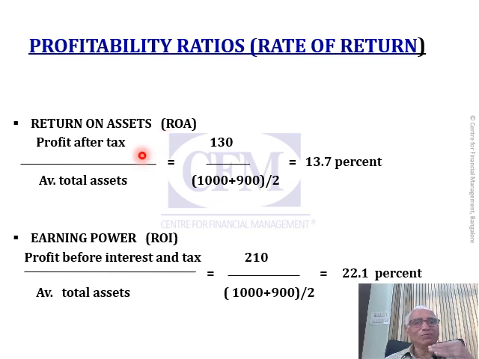In the numerator, we have profit after tax, which belongs to shareholders. In the denominator, we have total assets, which are supported by shareholders and creditors. Hence, it is internally inconsistent. Earning power is defined as profit before interest and tax divided by average total assets. PBIT is 210 million, average total assets are 950 million, so earning power is 22.1%. This is internally consistent because in the numerator we have a measure of profit which belongs to both shareholders and creditors. In the denominator we have total assets which are supported by shareholders and creditors.